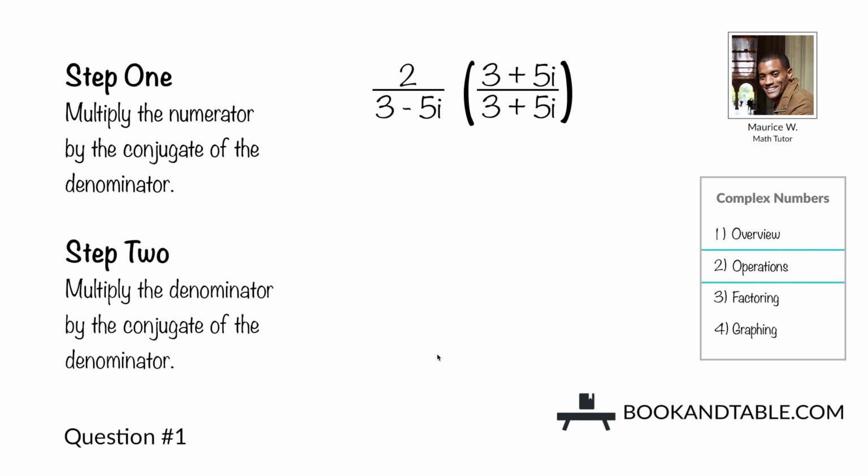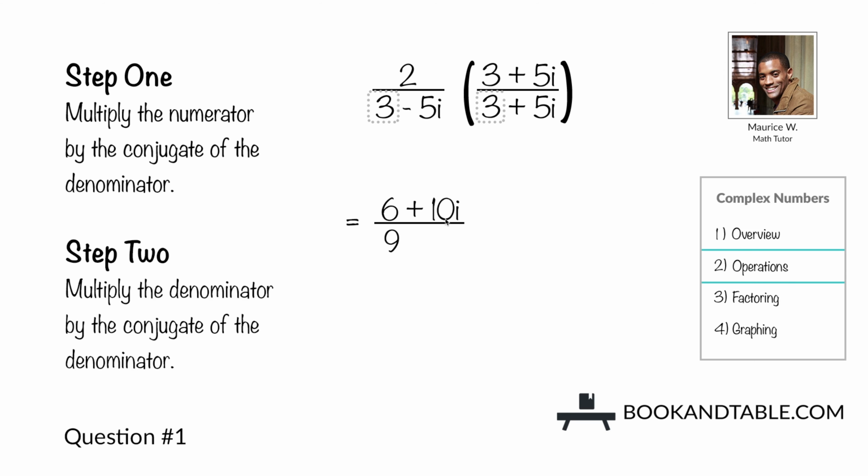Question number 1. We're asked to find the quotient of 2 divided by 3 minus 5i. Step 1, multiply the numerator 2 by the conjugate of the denominator. Since the denominator is 3 minus 5i, the conjugate is the result of switching this minus to plus. So the first step, multiply the numerator by the conjugate of the denominator, 3 plus 5i, would give us 2 times 3, which is equal to 6, and 2 times positive 5i, which is equal to positive 10i.